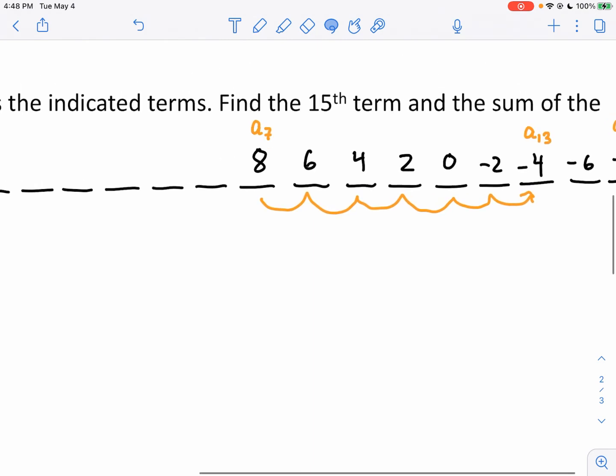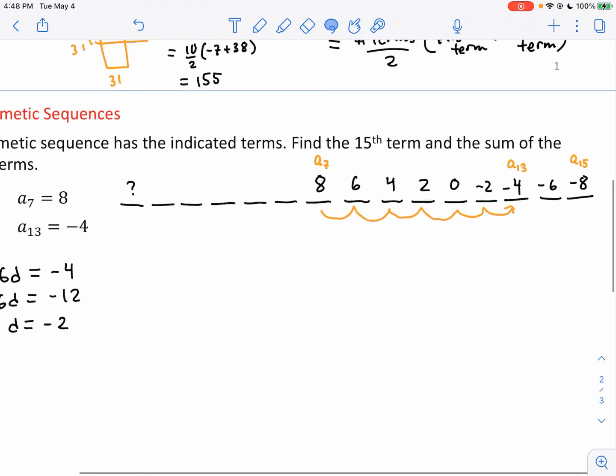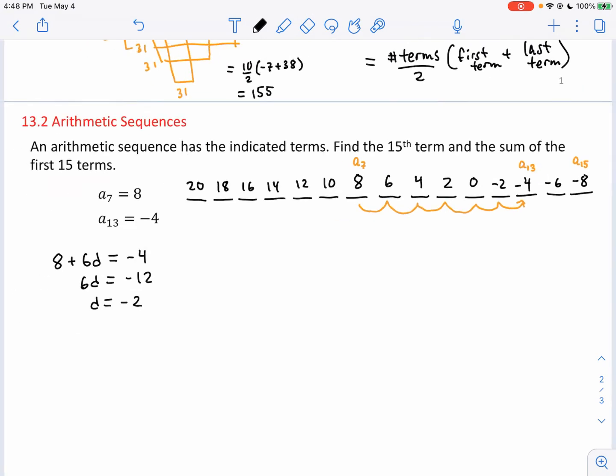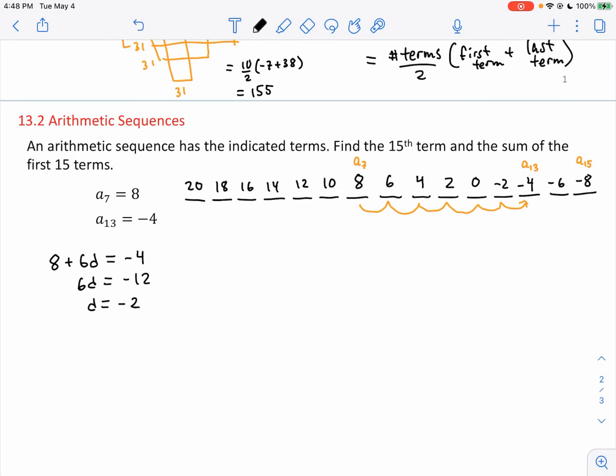Now, going backwards in an arithmetic sequence, you subtract d to go from right to left. So if I subtract negative 2, then I'm adding 2 to go from right to left. So if we continue that pattern, add 2 to 8 to get 10, add 2, add 2, add 2, add 2, and then we can get to the starting value by adding 2 more. So here are all the terms of this sequence, or at least the first 15 terms of this sequence.